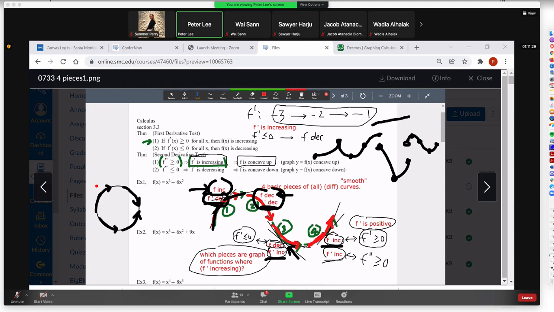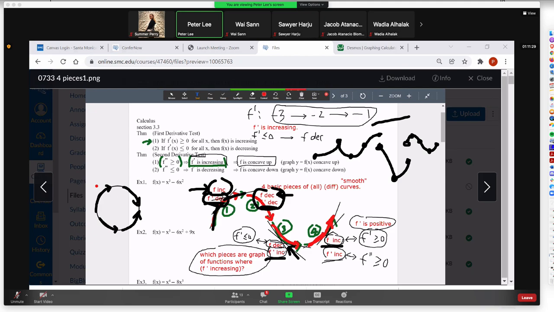And number 4 piece. In this case, that's easy. Number 4 piece is the easiest. f is increasing, f prime is also increasing. And by the way, do not confuse the fact that f is increasing. It is not the same as saying f is positive. They are not the same thing.